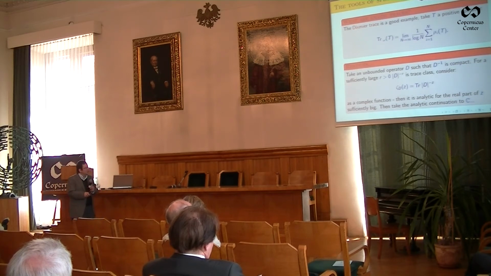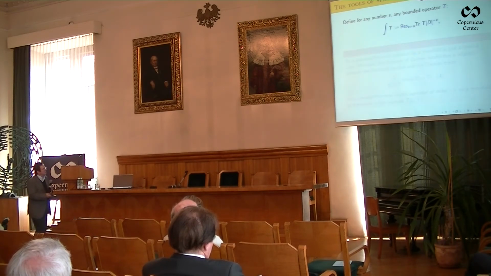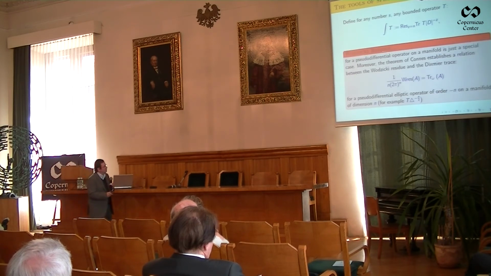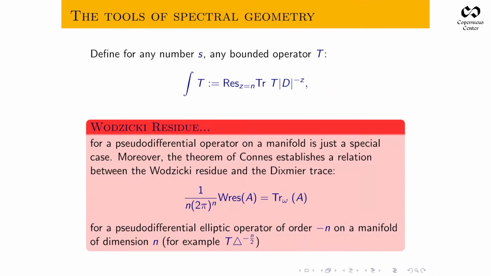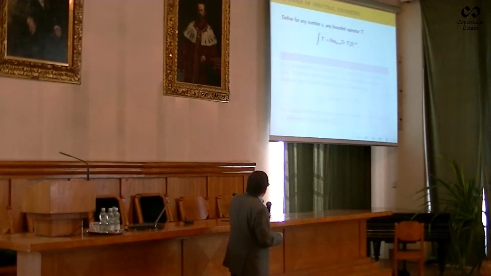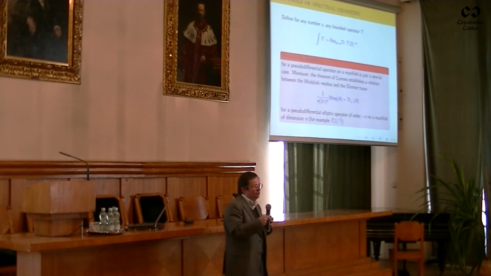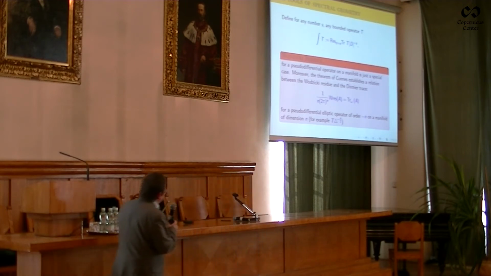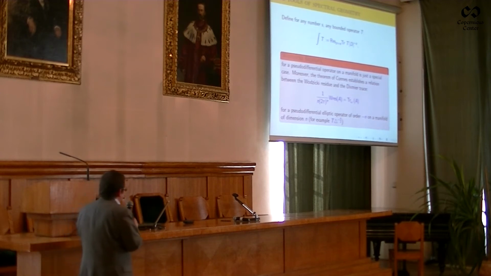And it appears that if you do it, you also get examples of very nice functionals, very nice traces. All right, maybe I skip it. One of the nice examples, very relevant also for physics, is the so-called Wodzicki residue, which is defined for pseudo-differential operators on manifolds. This is just a special case of all that. The other trace that I showed before is the Dixmier trace, and there's a relation between them. They are all related by some easy relation.